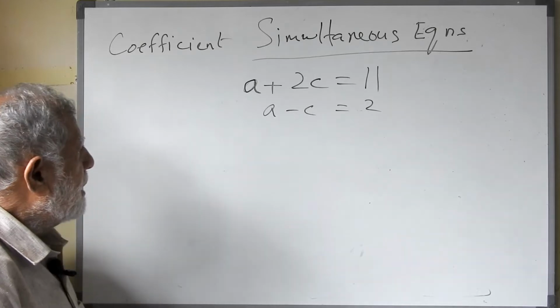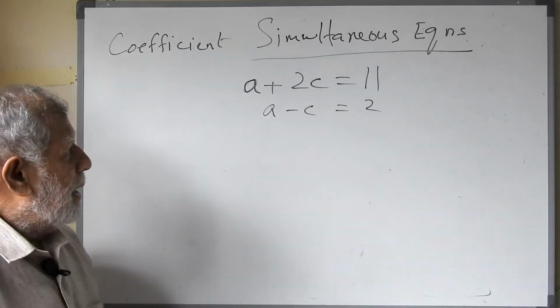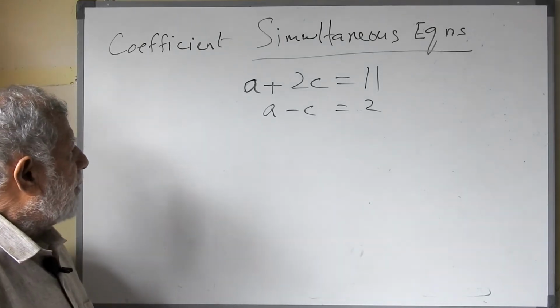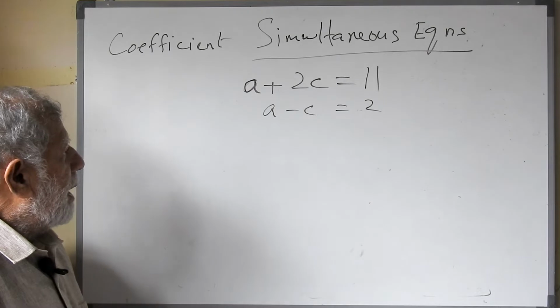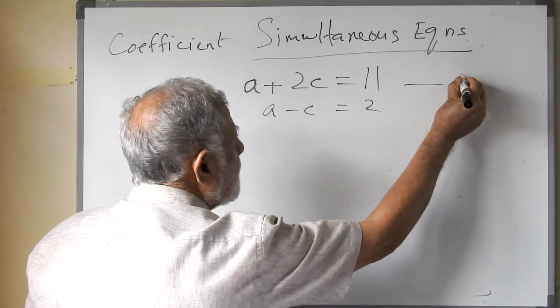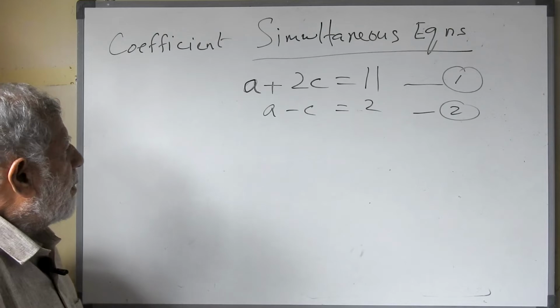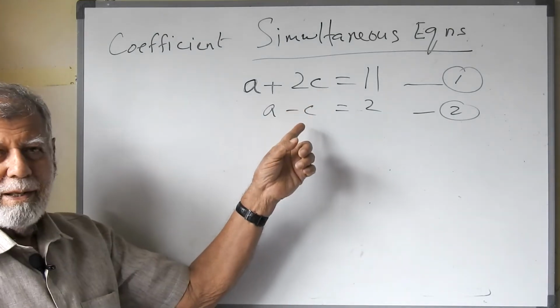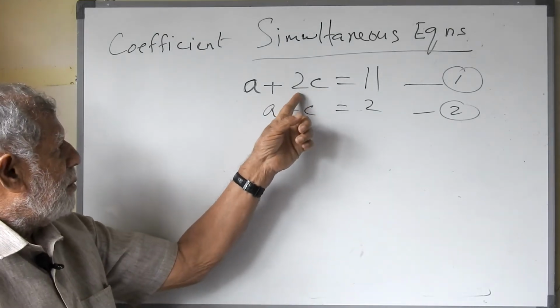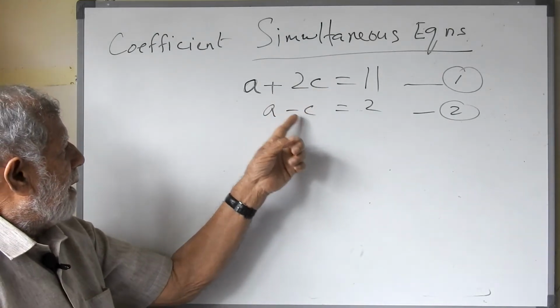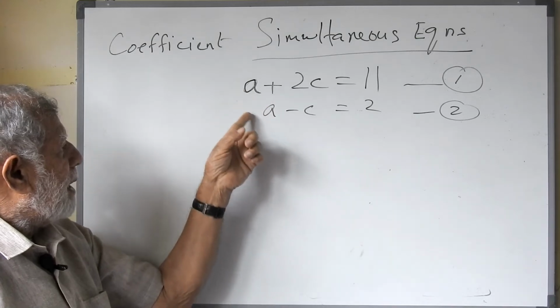Look at this equation. These are simultaneous equations. These are another pair of simultaneous equations where a and c are the unknowns. And we'll call them equation 1 and equation 2. Now here you will notice that the coefficient of c is different. Here the coefficient of c is 2, here the coefficient of c is 1. But in a, the coefficients are the same.